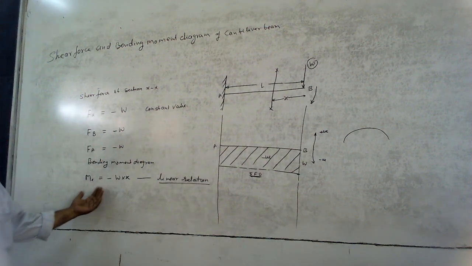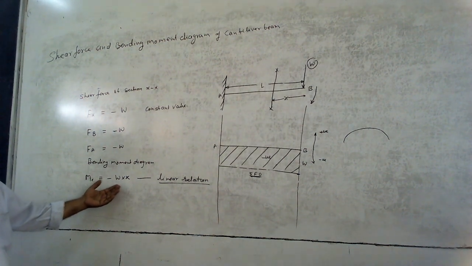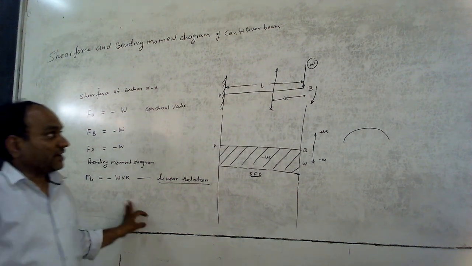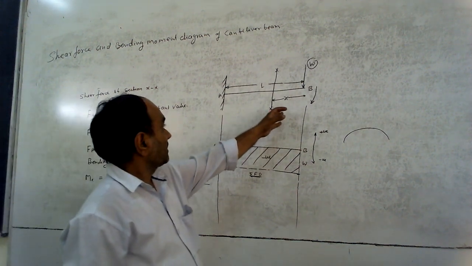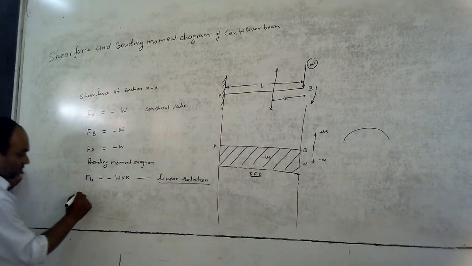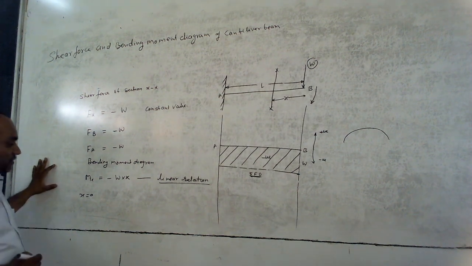We can compare y equal to mx plus c, where c equal to 0, so w into x. And by putting the different values of x, we can find the value of the bending moment at different locations. Let us put x equal to 0, that is the bending moment at point B.